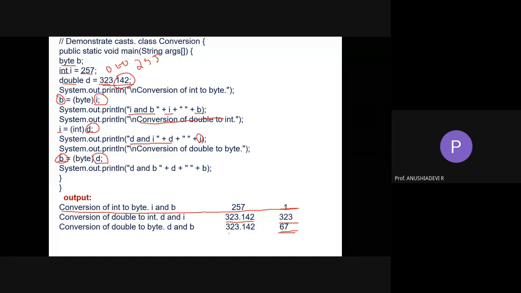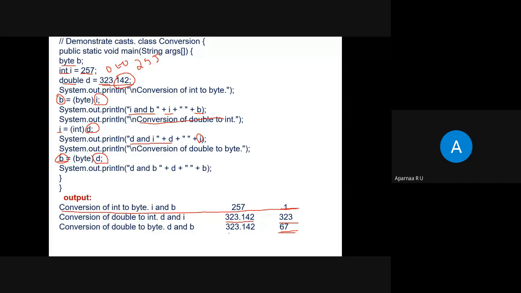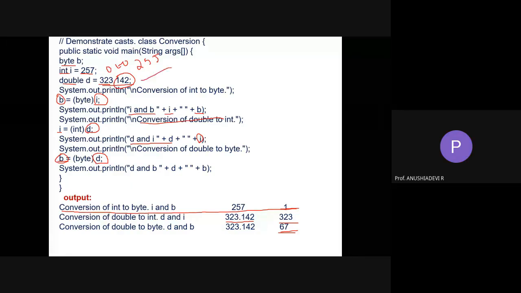What's your doubt? In the last line of output, conversion of double to byte, D and B you have given. So for D, 323.142, how did it come for D? Here, I have initialized the D value as 323.142, no? Okay, understood. Shall I move to the next topic?